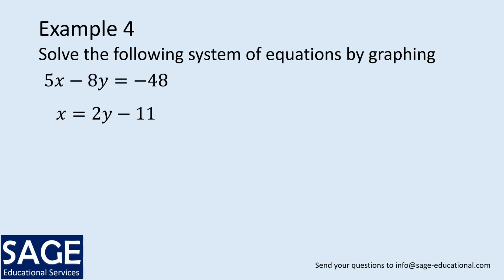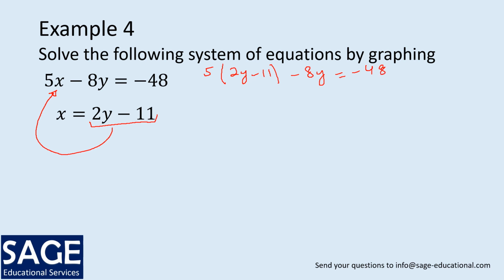So let's solve this example here. We've got 5x minus 8y equals negative 48 and x is equal to 2y minus 11. What I can do is take this value 2y minus 11, which is equal to x, and substitute it right in here. So instead of x, I'm going to write 2y minus 11, and the rest of the equation is written just as it is. So I have 5 times (2y minus 11) minus 8y equals negative 48.